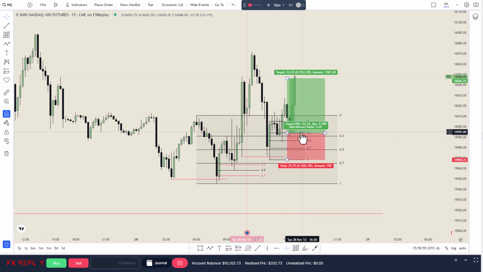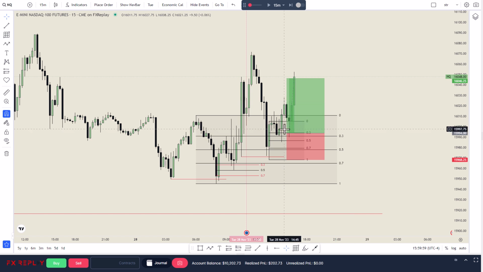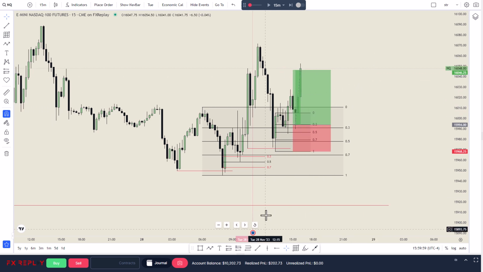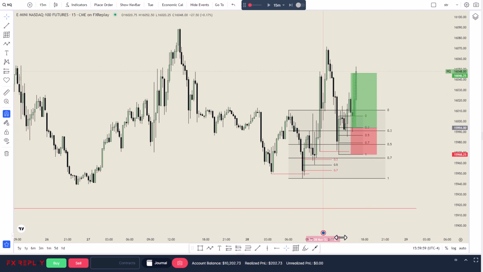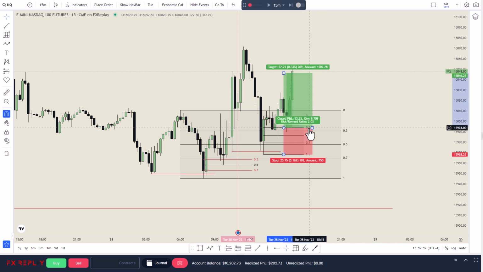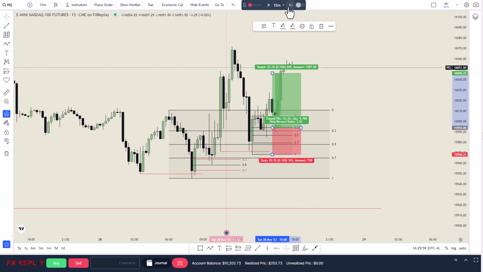For me, I like to take from the 30%, but if price is strongly bullish or strongly bearish, I'm going to take it at 0% of the zone, right? But since we are in kind of a range, right? So I took it from the 30%, right? So beautiful entry, right? Now let's move on to the next.